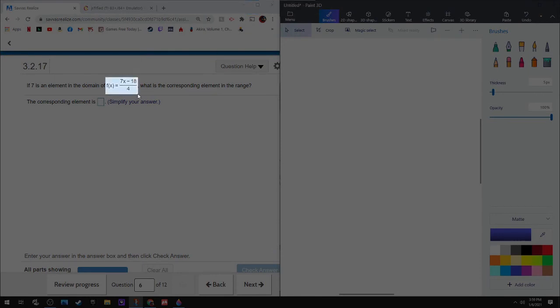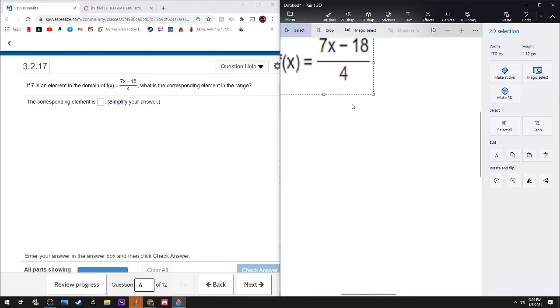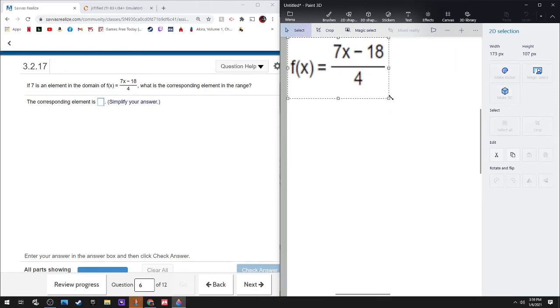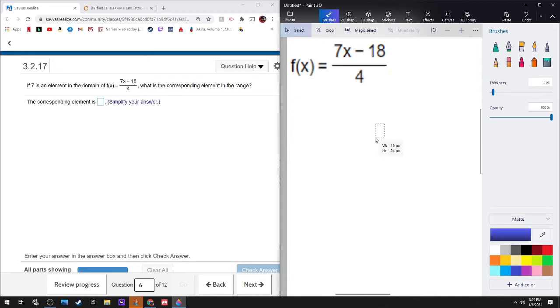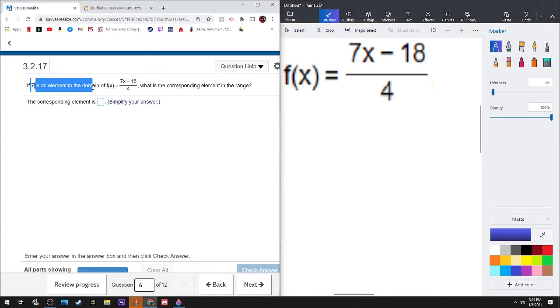Let's just grab the function, but we'll talk through the whole thing. Woo! All right, got that aspect ratio messed up a little bit. That's a little bit better. Okay. So this time we have f of x is equal to (7x minus 18) all over 4. If 7 is an element in the domain of f of x, what is the corresponding element in the range? Wait, domain. Wait, what letter went with domain?